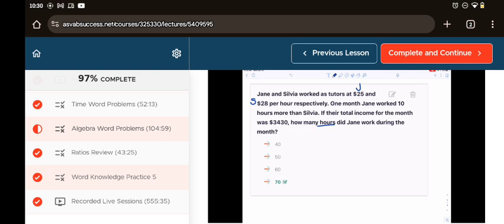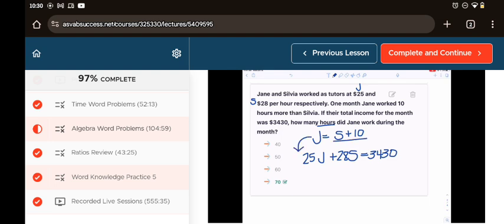All right, so we're actually going to skip the first sentence for a second, and go straight to the second sentence, where it says one month, Jane worked 10 hours more than Sylvia. So J is S plus 10, okay? And then we go to the third sentence, where it says their total income for the month was $3,430. That means that whatever hours Jane worked plus whatever hours Sylvia worked, we have to multiply by how much they earned per hour. So it would be 25 times whatever hours Jane worked, and 28 times whatever hours Sylvia worked. And that will give us $3,430, okay? So that's how we use the first sentence. The first sentence is not an equation for questions like this. That first sentence is just telling us how much each one earns per hour, the value of it.